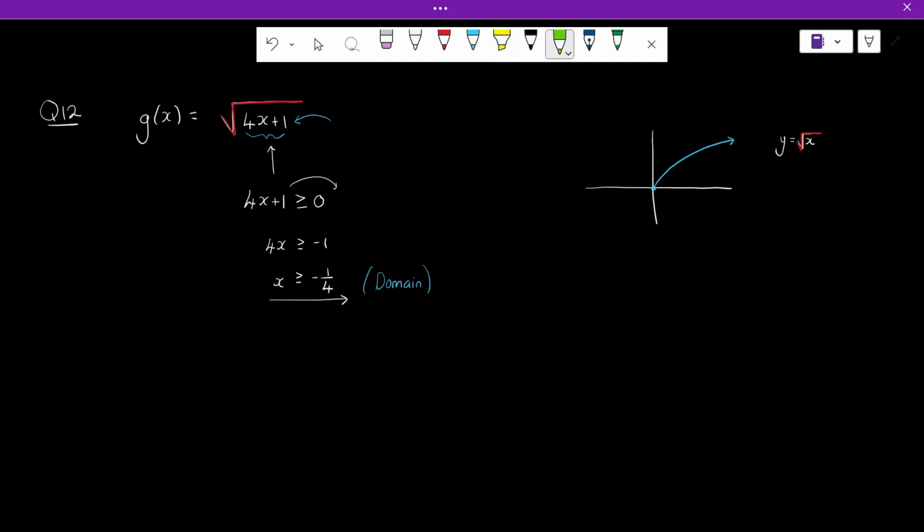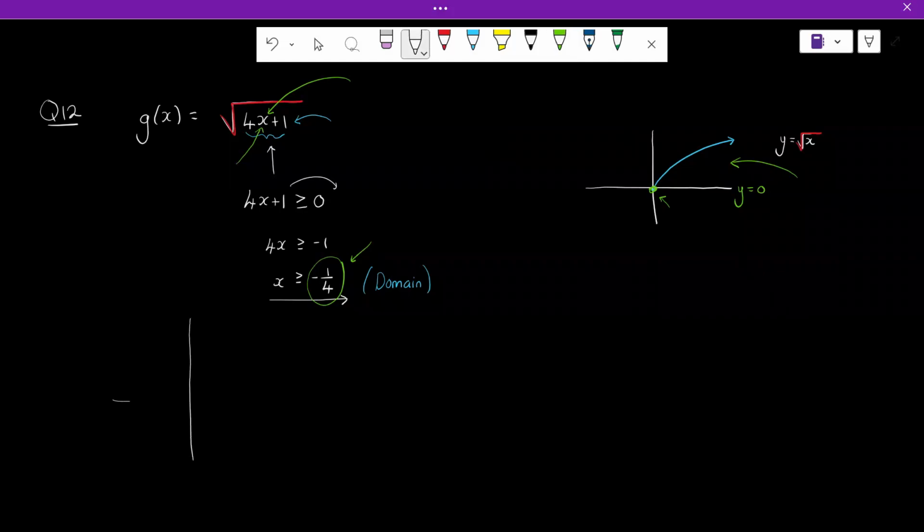And now we need to find the range of this graph. If you take note that for these square root graphs, they are never negative, but their lowest value is at 0 for y, so y equals 0. You'll notice that for this graph, if you take negative a quarter, the lowest x value in this domain, and you sub it in place of this x, you're going to get 4 times negative a quarter, which is negative 1, plus 1, which is 0. And if you square root 0, you get 0. So in other words, at negative a quarter, we get a y of 0.